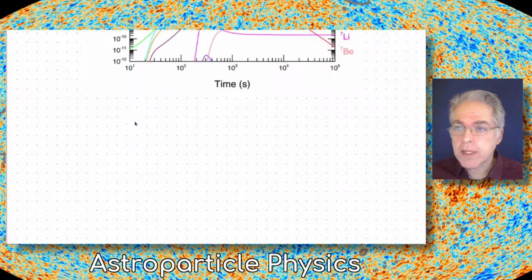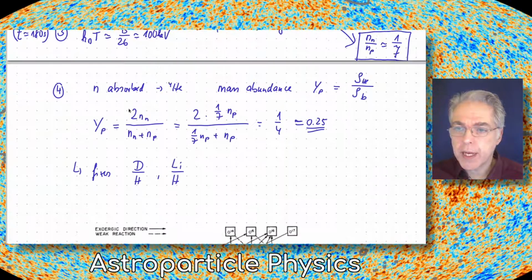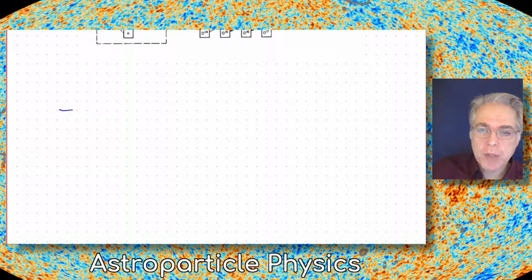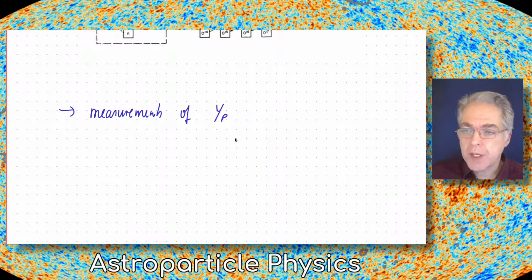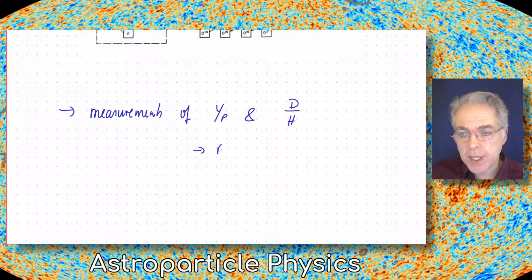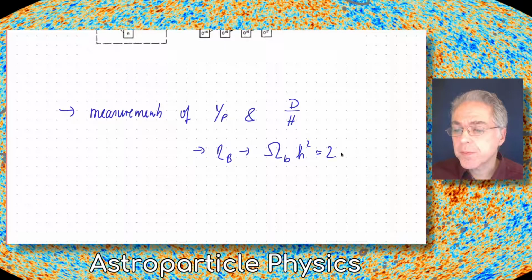So to summarize, let me just write this down here. At the end, from the measurements of the mass fraction of helium and deuterium over hydrogen, we determine this eta baryon, and from that we can determine also what that is in terms of the energy density in baryons in units of critical density, and this turns out to be of the order of 2%. And that's a tiny number.